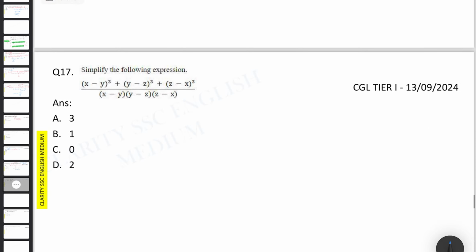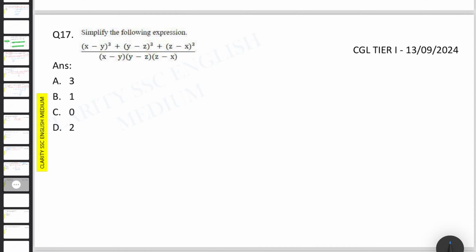Let's see the next question. Simplify the following expression: x minus y whole cube plus y minus z whole cube plus z minus x whole cube divided by x minus y, y minus z, z minus x. Here, see this also, x minus y plus y minus z plus z minus x is nothing but 0. The whole expression will cancel here. x will cancel, y will cancel, and again z will cancel, and the sum of these three is 0.